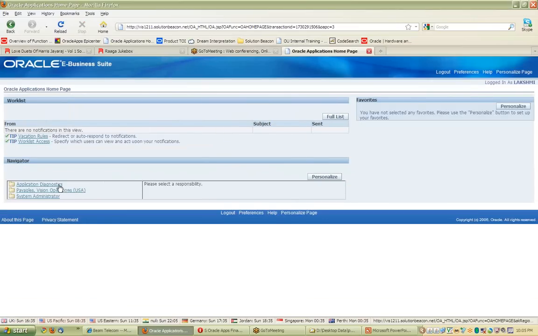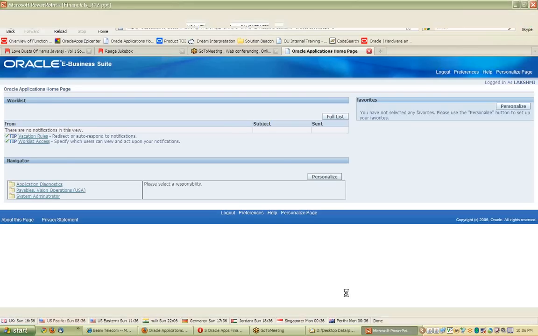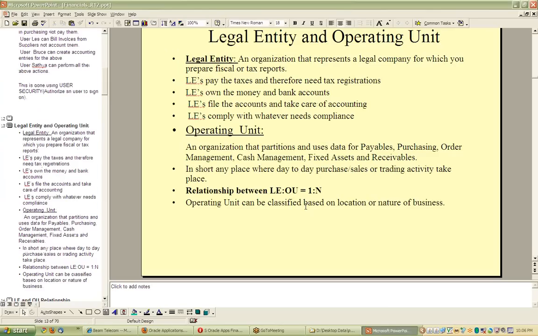This application diagnostics, it comes by default. Okay. Don't worry about this one. So you can see when these login credentials are given to the user Lakshmi has access to these two responsibilities which are granted by the system administrator. Clear? Okay. That was regarding users and responsibilities.